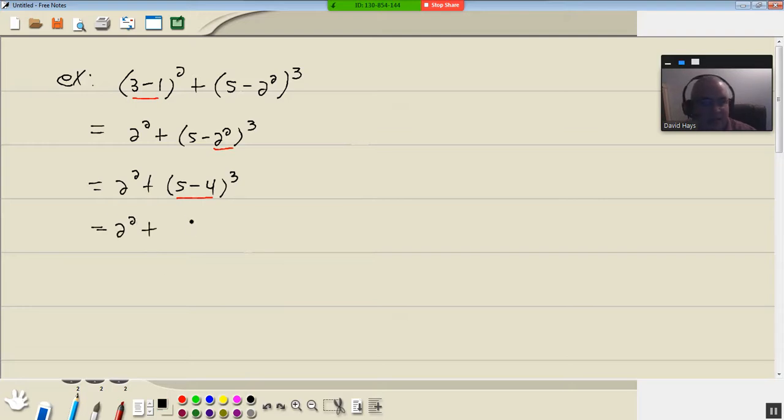That's the Aunt Sally, addition, subtraction. 5 minus 4 is 1. And those parentheses aren't doing anything anymore, so I can drop them. Okay, so no more parentheses.